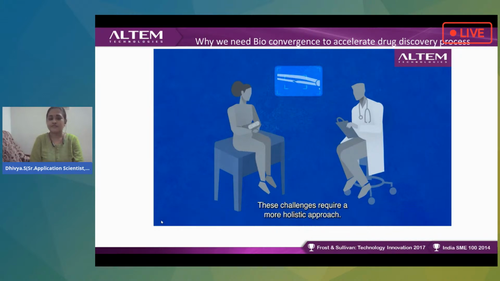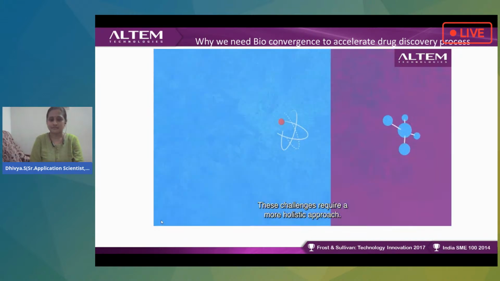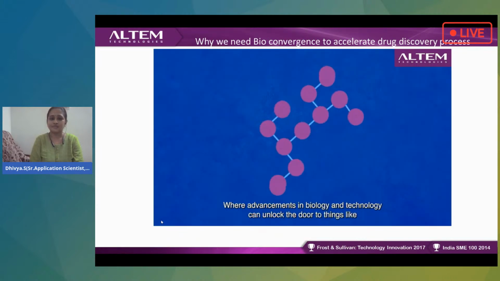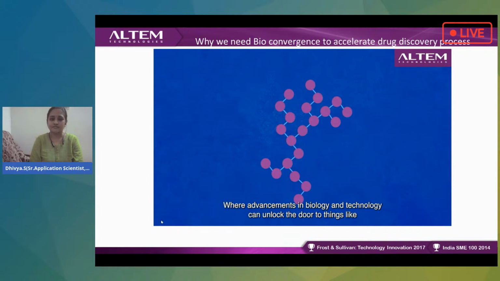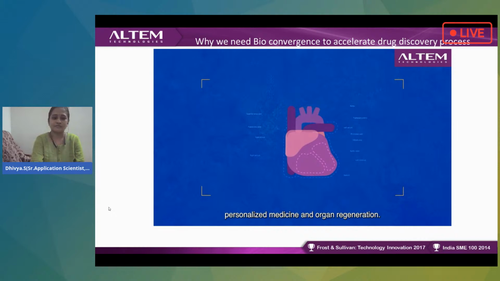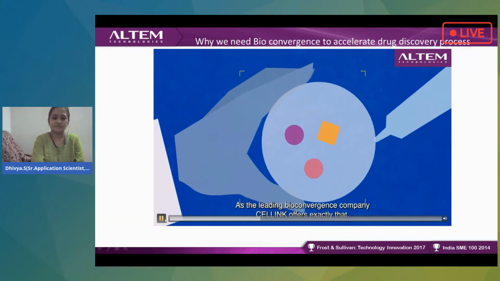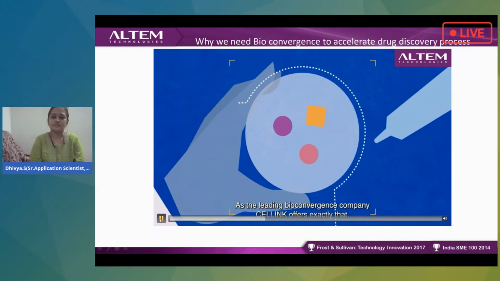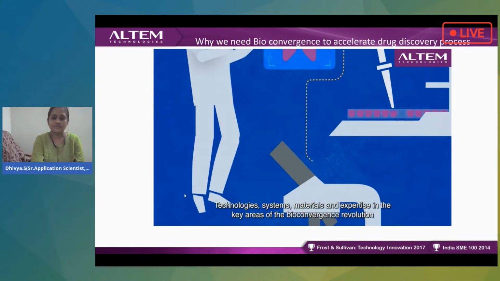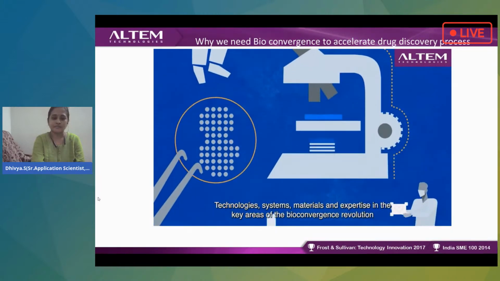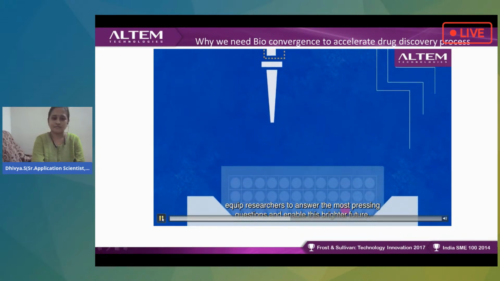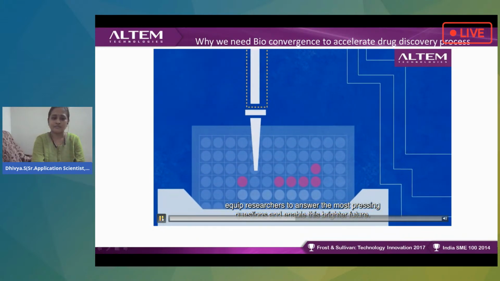These challenges require a more holistic approach. Bioconvergence is where nature and science intersect, where advancements in biology and technology can unlock the door to things like personalized medicine and organ regeneration. As the leading bioconvergence company, CellLink offers exactly that. Technologies, systems, materials, and expertise in the key areas of the bioconvergence revolution equip researchers to answer the most pressing questions and enable this brighter future.